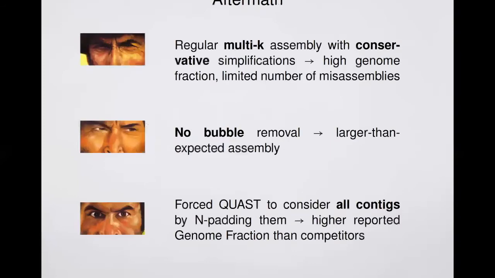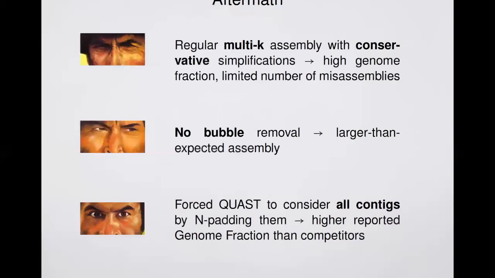Now I'll talk a little bit about the Mosaic challenge, our strategy. So there's 3 aspects. And the good is that we performed multiple K assembly with conservative simplifications. By that I mean we didn't do any bulge removal, bubble removal, and other type of simplification of the graph. We just try to remove the errors and that's it. So that leads to high genome fraction because we essentially do not remove most of the k-mers, and also limited number of misassemblies because we do not make choices that lead to misassemblies.